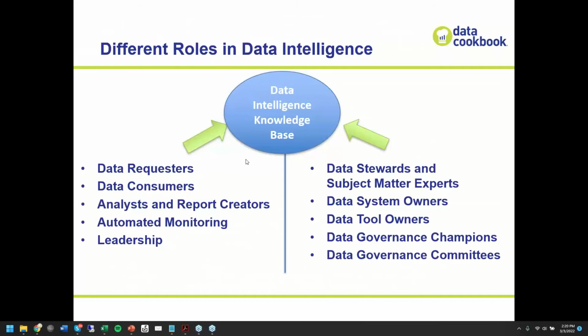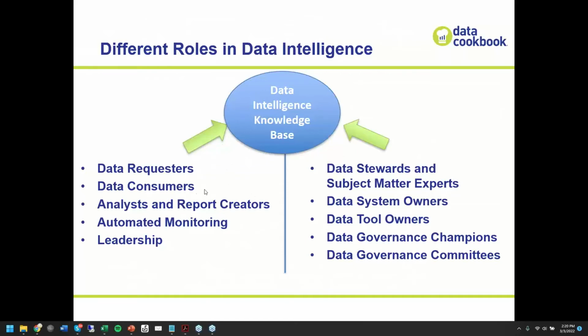It might also be, maybe we're talking about an access request or something. So that could be the data system owners or the data tool owners to help people get in. It could be the data governance champions who are just the general people in charge of this, or our committee in charge of data governance, who are serving as the oversight or default people responding to things if they don't have an exec steward. So we'll talk a little bit more about that.